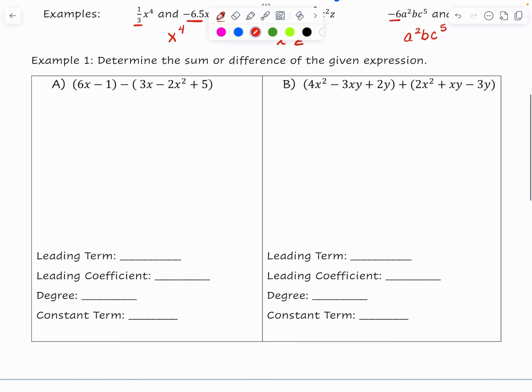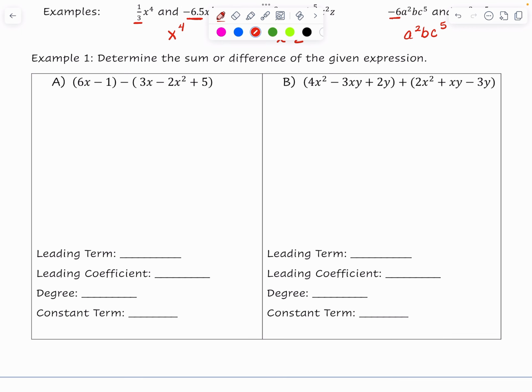Okay, let's go down here and look at the sum or difference of these given expressions. All right, I'm going to notice first that I have my first polynomial and I have my second polynomial, and they are subtracting these polynomials. So whenever they have subtraction, we're going to go ahead and convert this into addition. So to do that, I'm going to multiply this negative times another negative. But if I do that, I also have to do that to everything in this equation.